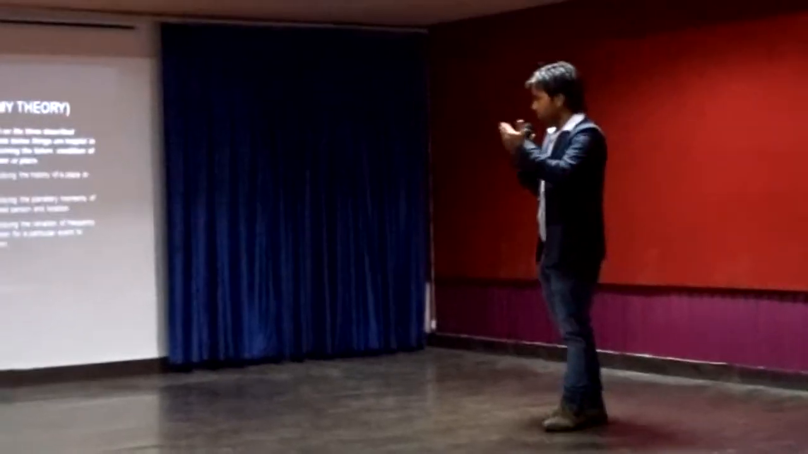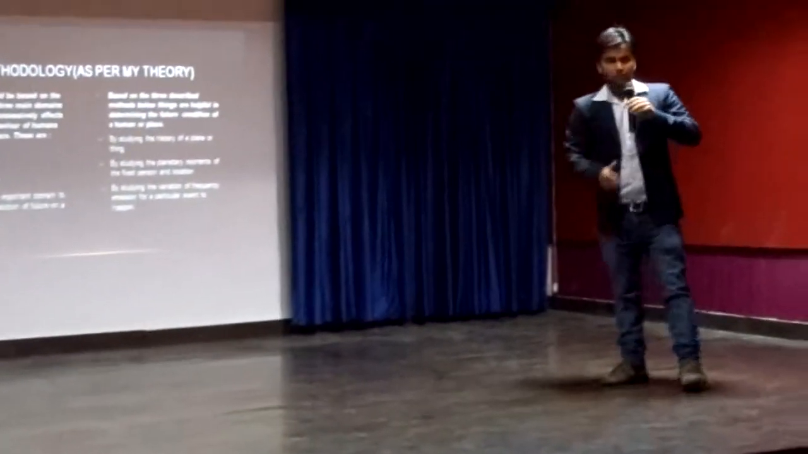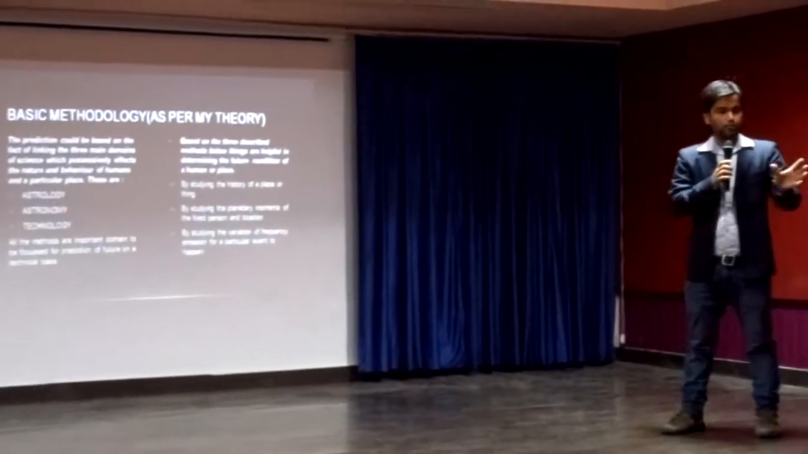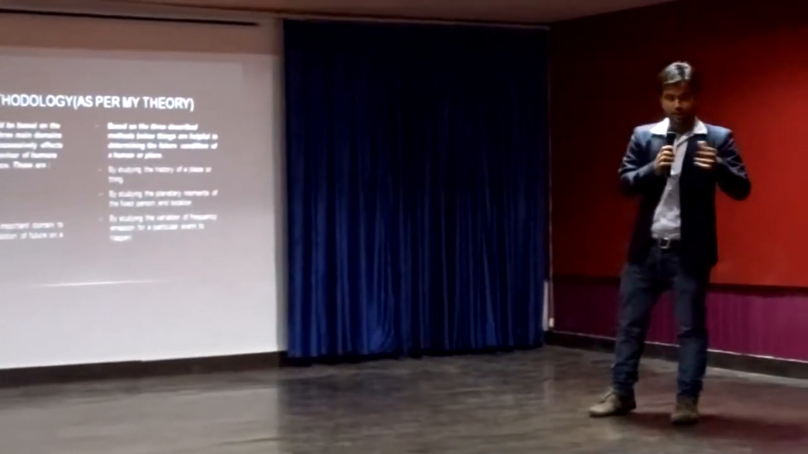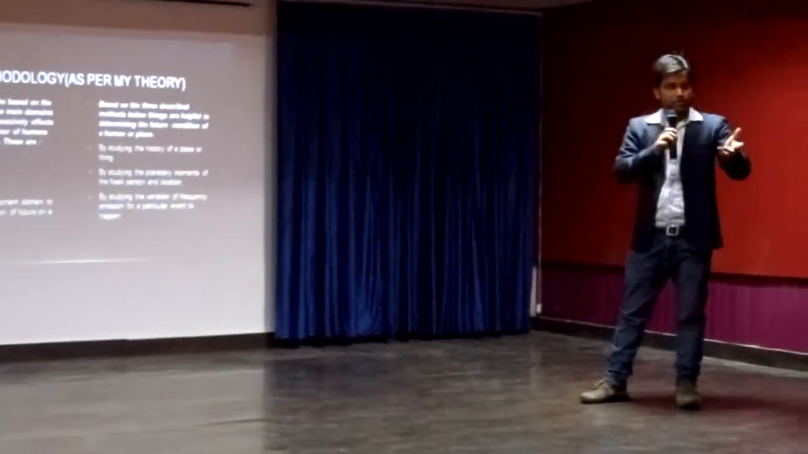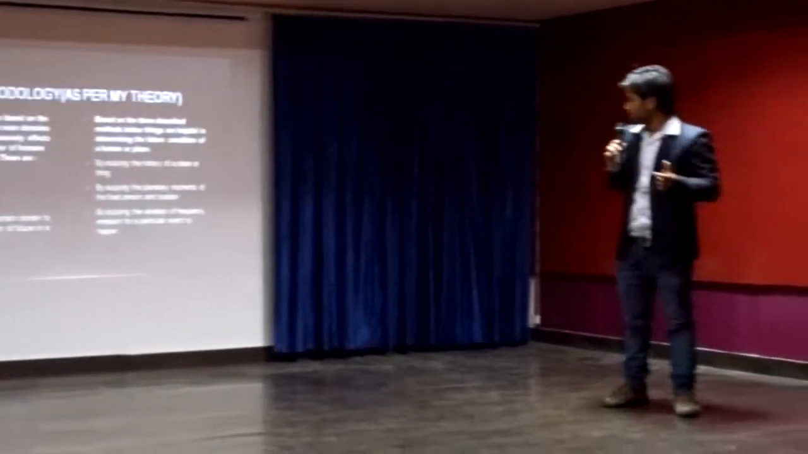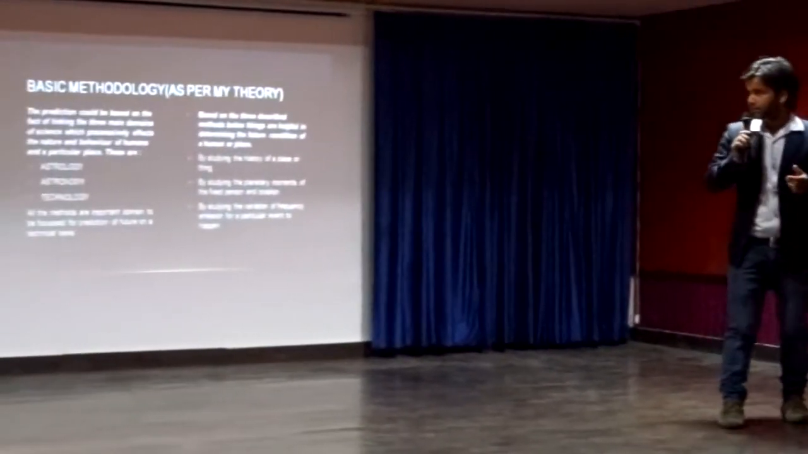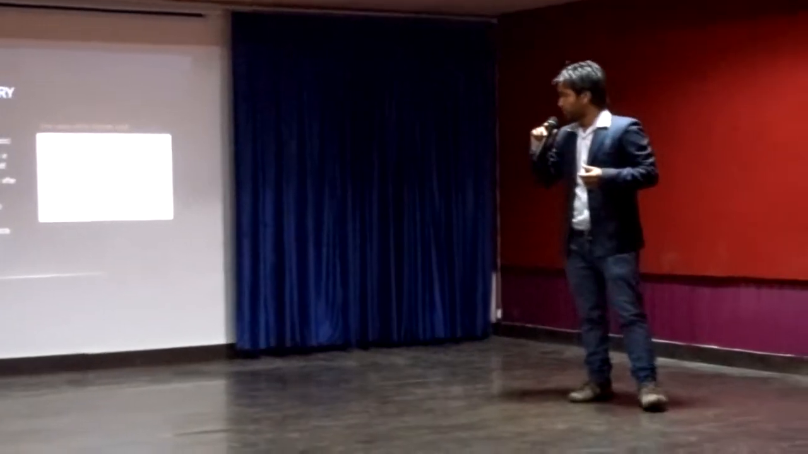Based on these three basic things, I have also determined three basic phenomena on the basis of which I could get a probability theory of what could happen next. The first is studying the history of a place or thing, the second is studying the planetary motion, and the third is the variation of the frequency emission for a particular event that happens.